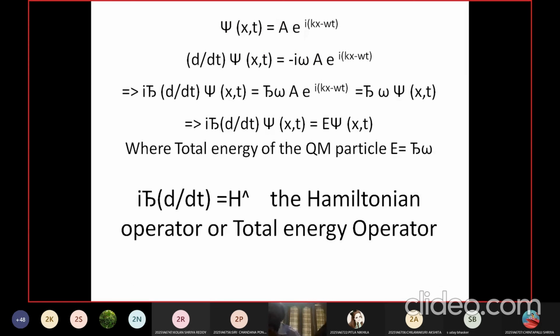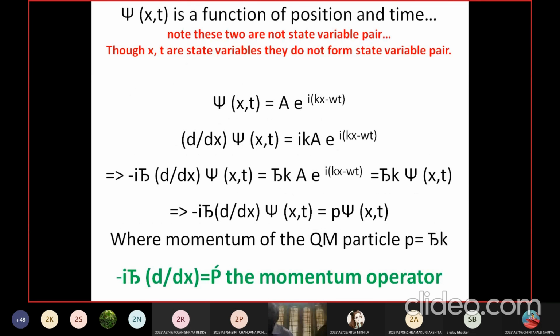In the same way, if I apply the operator i h-bar del by del t, then I get the energy of the matter wave. So i h-bar del by del t is the eigen operator for total energy, and minus i h-bar del by del x is the momentum operator.